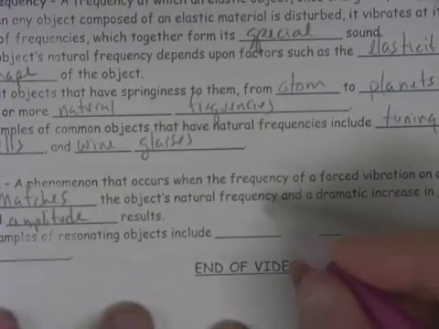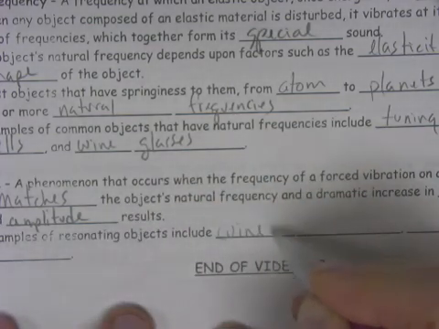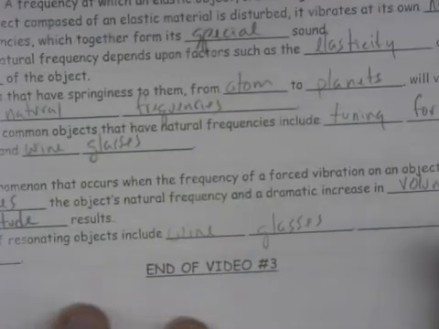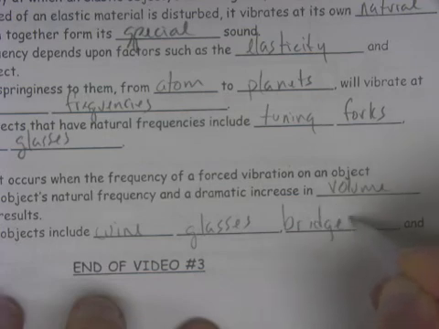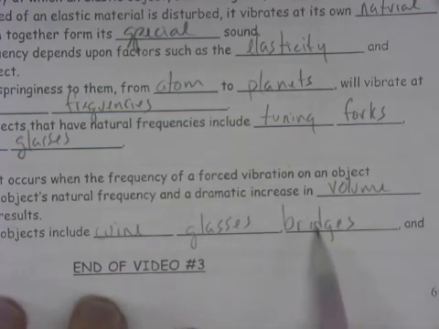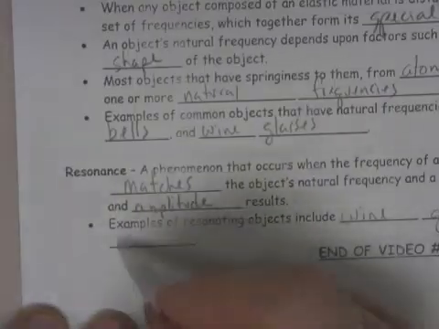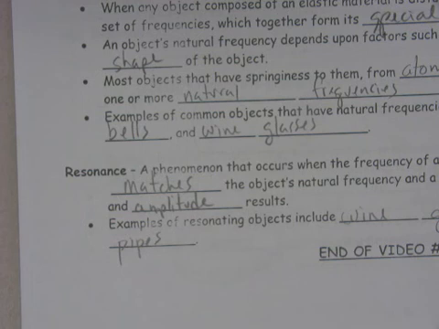So here it is. Examples of resonating objects include wine glasses. I mean, there's a lot of examples. These are just a couple. Bridges. We'll talk about that together. Remind me to talk about that as a class. And pipes. You're going to do a lab on pipes, and you'll have a better understanding of what resonance is after that.